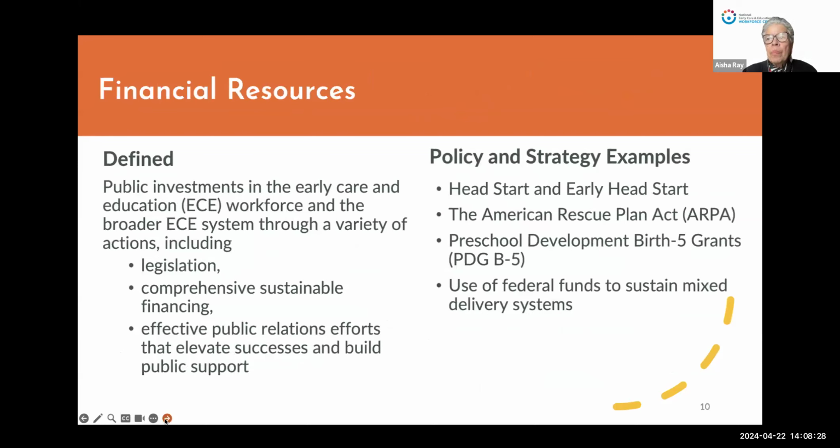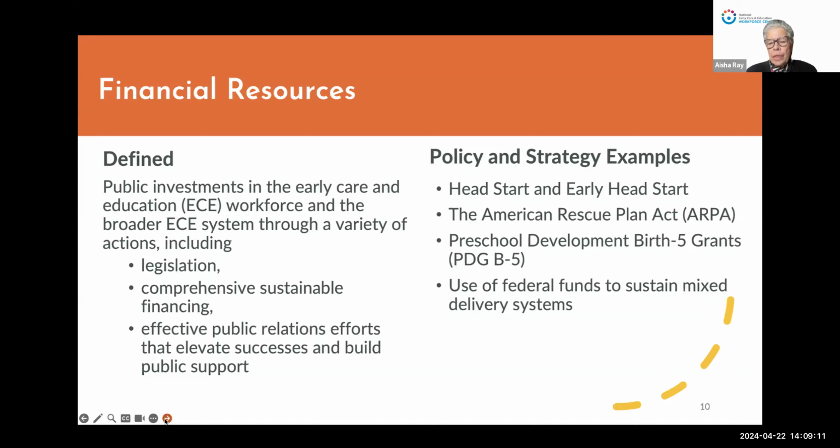We also want you to think about what we mean, for those of you who may be thinking financial resources may really mean, if you haven't been with us before, things like health insurance and those kinds of issues. In this webinar, we're really talking about those policies that indicate deep public investment in the early care and education workforce and the broader early childhood system through a variety of actions, including legislation, comprehensive sustainable financing, and effective public relations efforts that elevate successes and build public support, among other things.